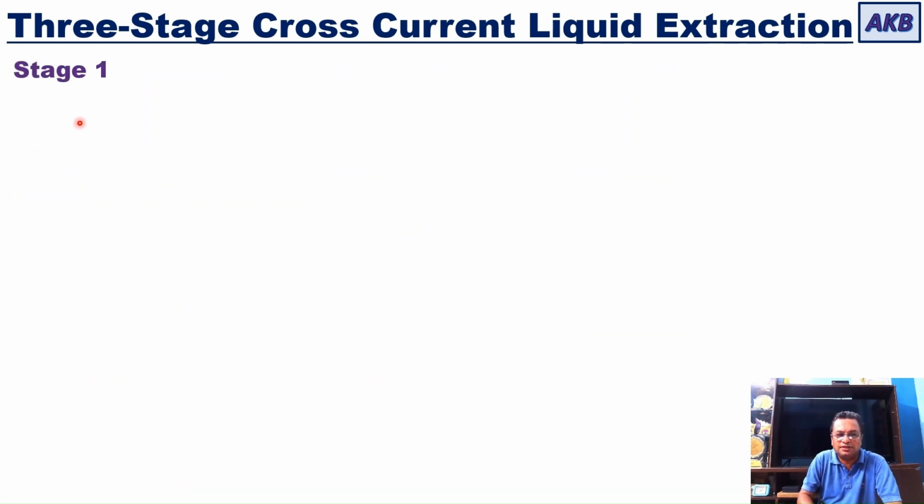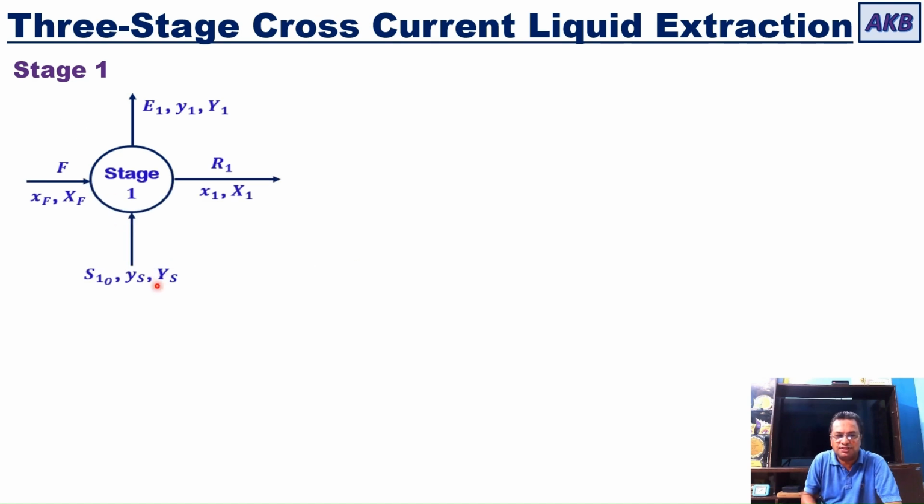Let us start with stage number 1. I have shown it separately. You are admitting feed to stage 1. It is contacted with solvent, and after the extraction is completed, raffinate phase is removed out of it and extract phase is removed out of it. Raffinate phase will contain all A in it, extract phase will contain all B in it. All A will remain in the raffinate phase, all B will remain in the extract phase. Why? Because A and B are not at all soluble in each other.